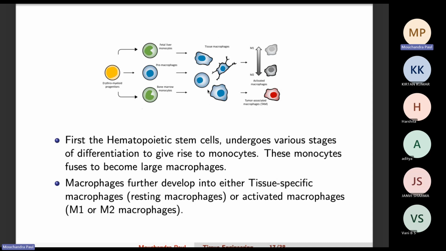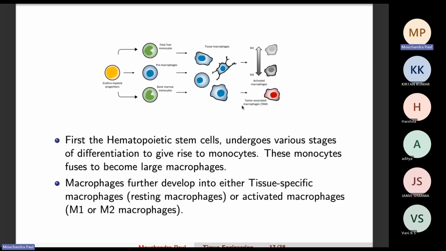Also, the macrophage can either become a tissue-specific macrophage, or there can be macrophages that perpetually become activated macrophages. There are two types of activated macrophage that are known: M1 macrophage and M2 macrophage. And these tissue-specific macrophages, you can call them resting macrophages.